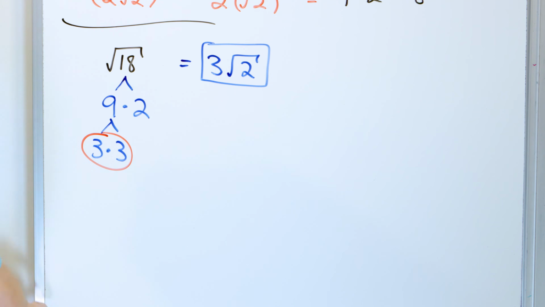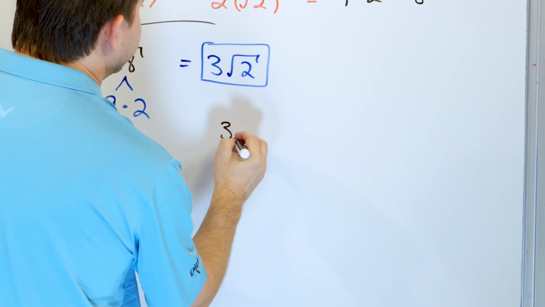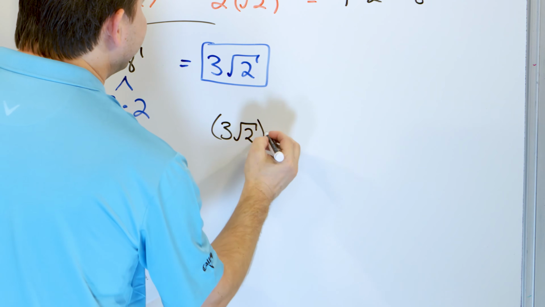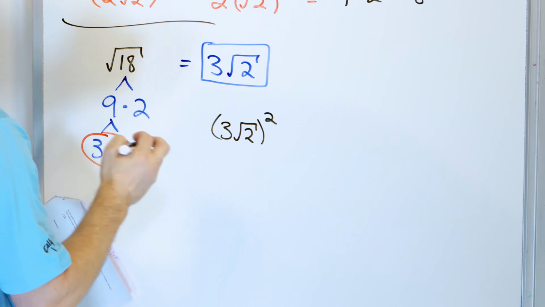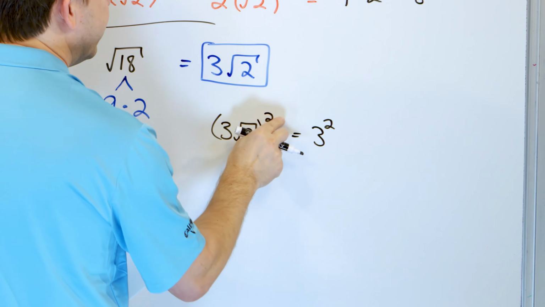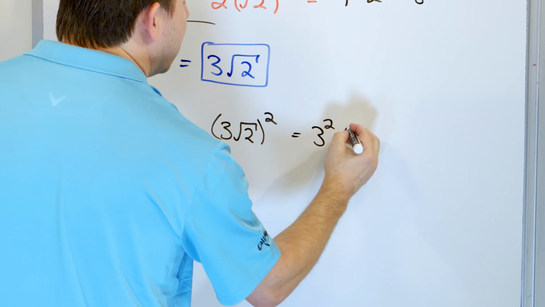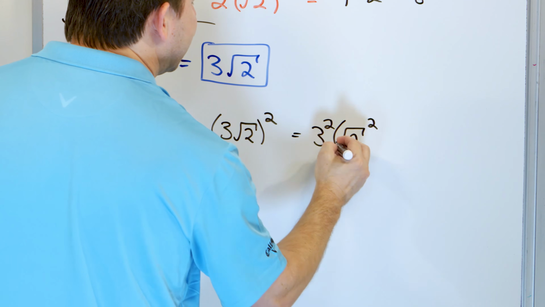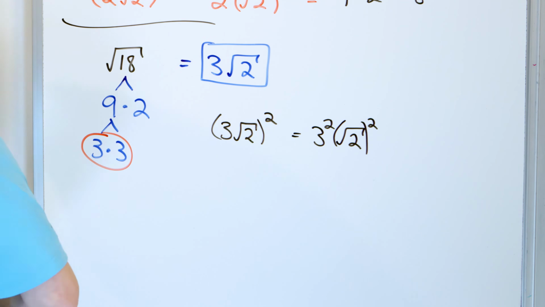Now let's check and see if this, 3 square root of 2, when you square it, multiply it by itself, what happens. The 2 operates on the 3, making it 3 squared. The exponent also operates on the square root of 2 squared. I like to write that in parentheses there, just to make it clear.